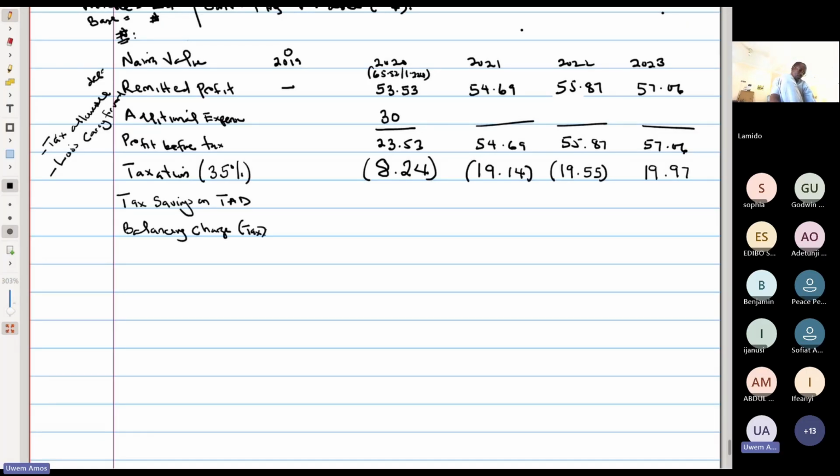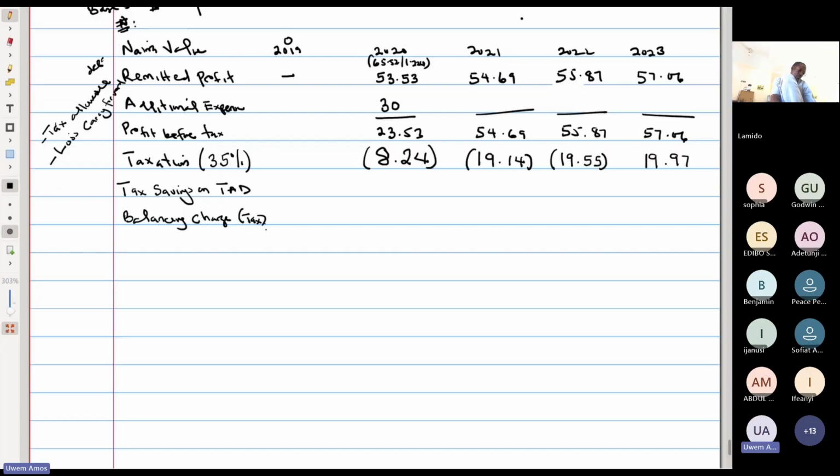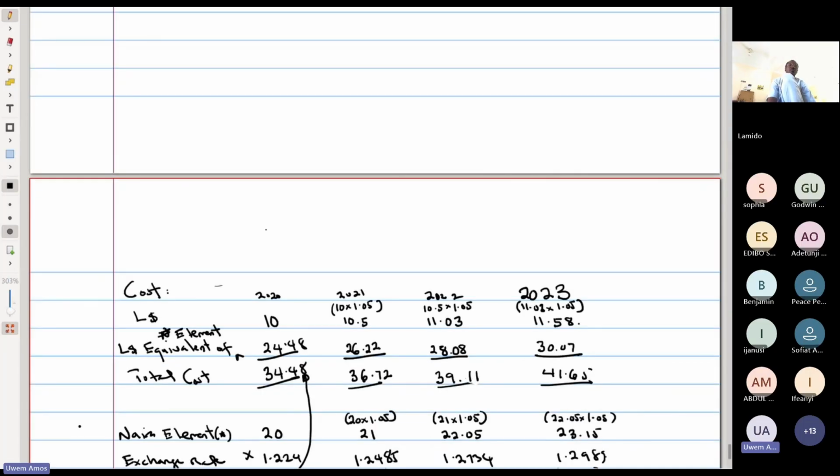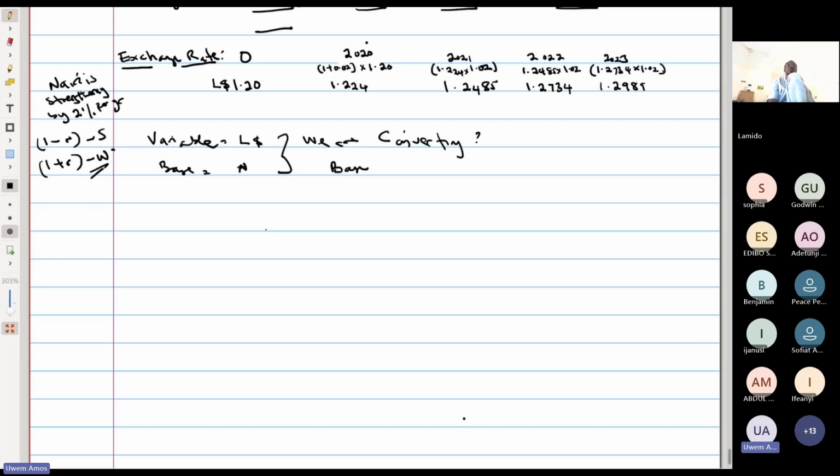They're giving us 100% on the value of the asset. So how do we calculate our tax savings on capital allowance? It's pretty straightforward. The tax savings on tax allowable depreciation would be whatever your capital allowance value is, multiplied by the tax rate. That gives us the tax savings.